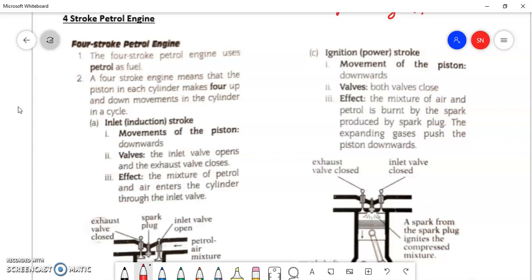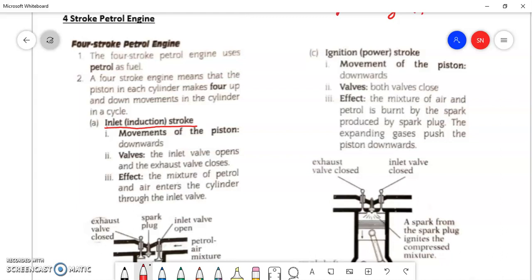So for four stroke petrol engine, it is made up of four strokes. That means that the piston in each cylinder will make four up and down movements. There's four strokes involved in this engine. So we are going to look at each stroke individually, what it means and what happens during the stroke. You have to memorize each stroke. The first stroke which we will look at is inlet stroke, or sometimes they call it induction stroke.